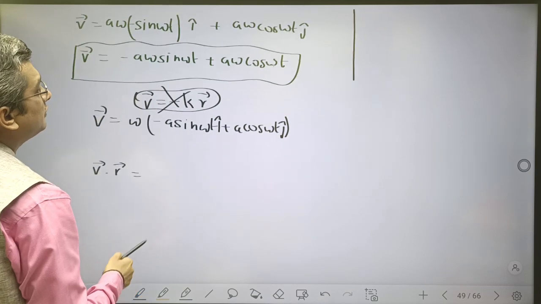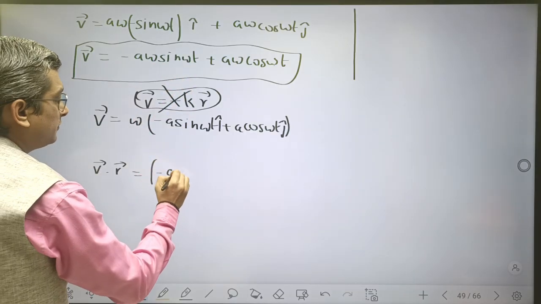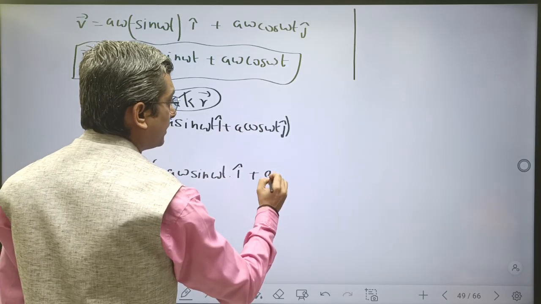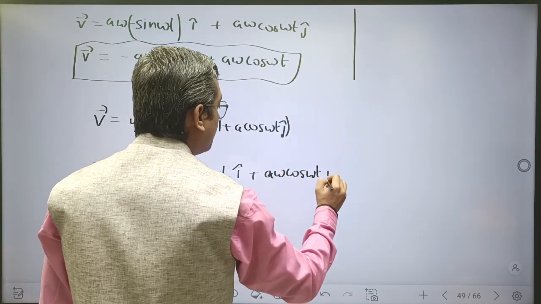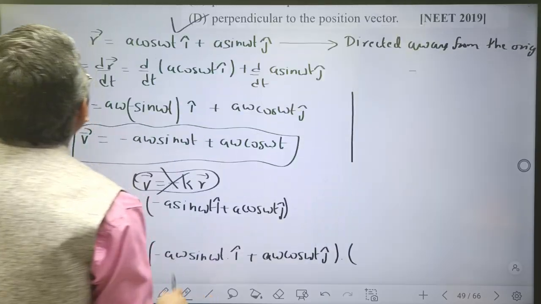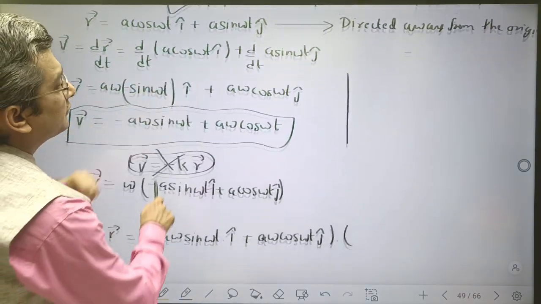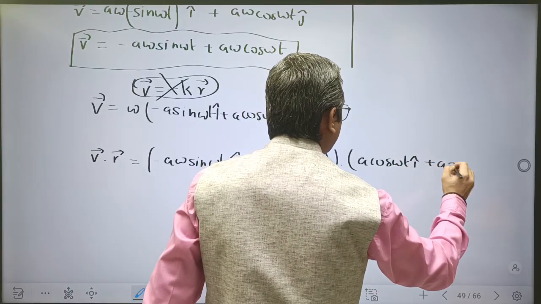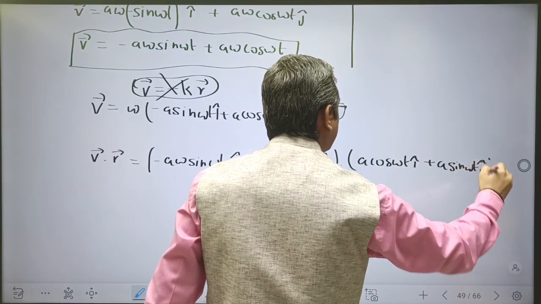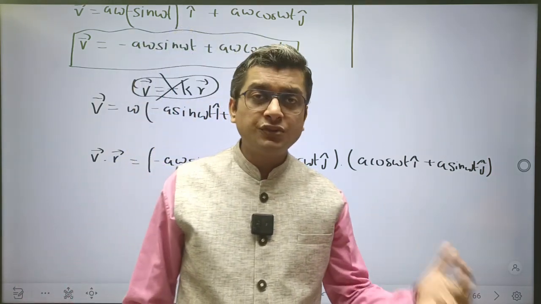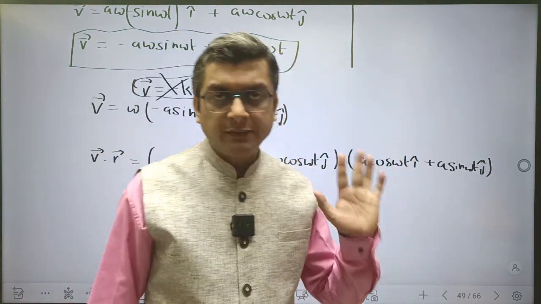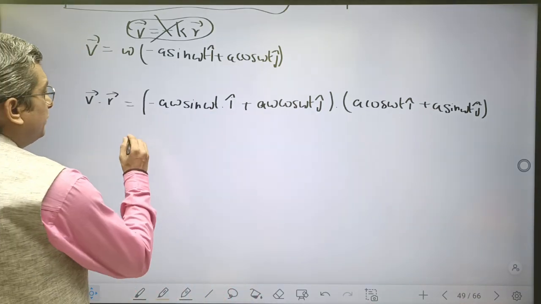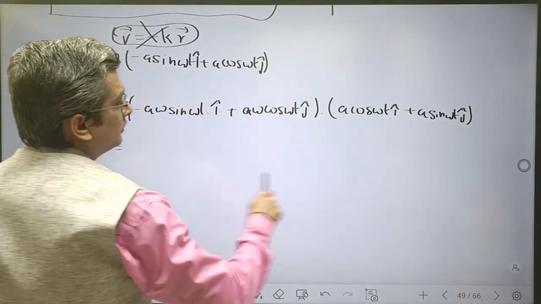So the v vector is given by minus a omega sine omega t i cap plus a omega cos omega t j cap, dot r vector is given by a cos omega t i cap plus a sine omega t j cap. We have the property that a dot b is equal to 0 when a is perpendicular to b, because it will become ab cos 90 and cos 90 is 0.